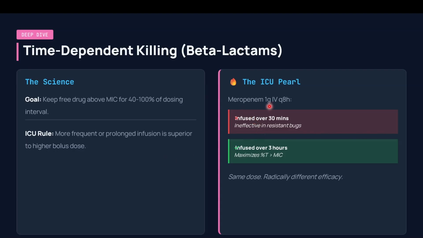So Meropenem 1 gram IV Q8 hourly is given. It should not be infused over 30 minutes, as that leads to ineffectiveness in resistant bugs. It must actually be infused slowly over 3 hours, such that it maximizes the time above the range, above the minimum inhibitory concentration. So same dose, radically different efficacy. So yes, Meropenem is given over 3 hours. That is the concept from time dependent killing.